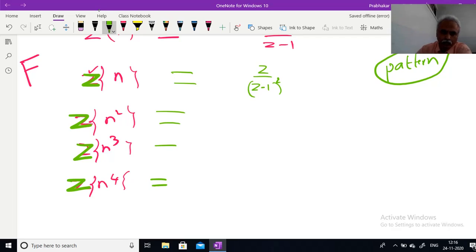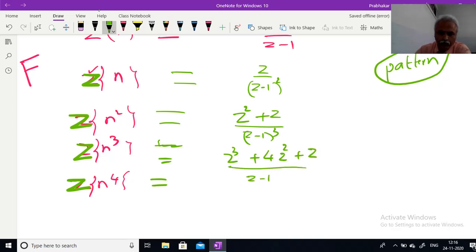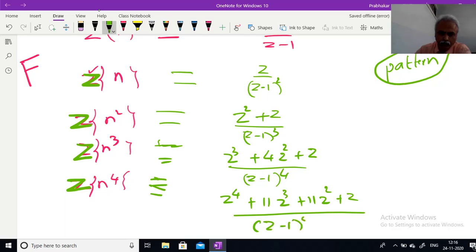Second one, for 2 it starts from 2 here, power z square plus z divided by z minus 1 whole cube. For 3 it starts from z raised to 3 plus 4z square plus z divided by z minus 1 raised to 4. For n raised to 4, it starts from 4. In between 11 and 11 will come, and at last 1. Denominator is always one more than whatever the power is, so the function is z minus 1 raised to 5.